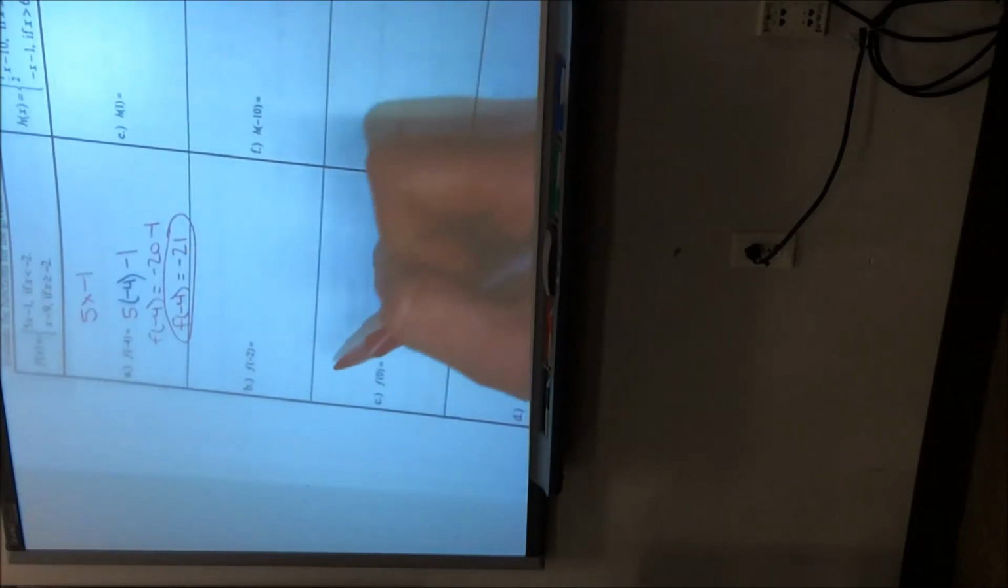So the output's always y? Yeah, pretty much, unless you have other variables like t, but yeah, x and y. X is typically your input, you put in an x value, you get out a y value.